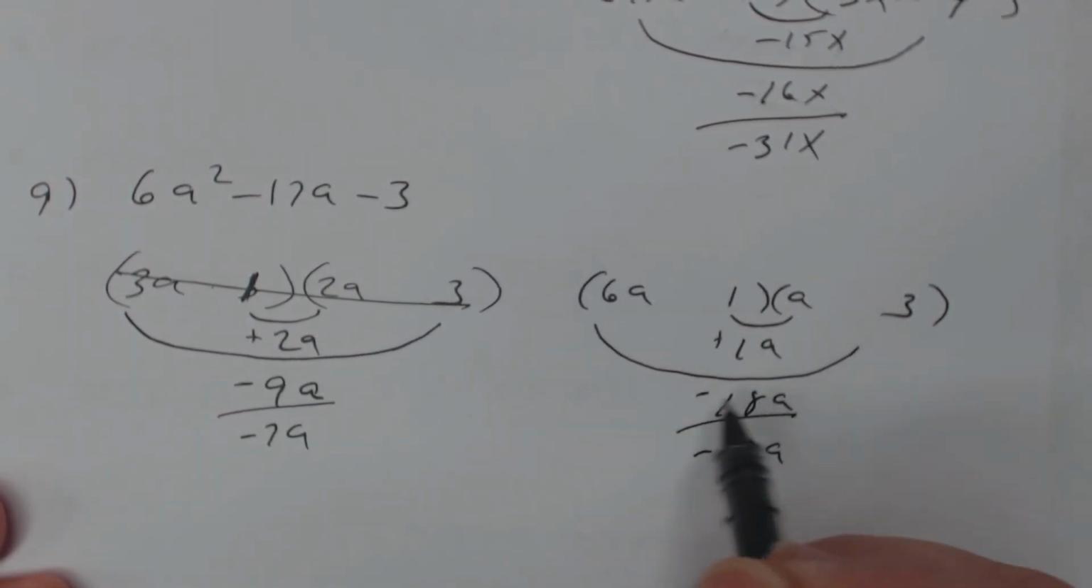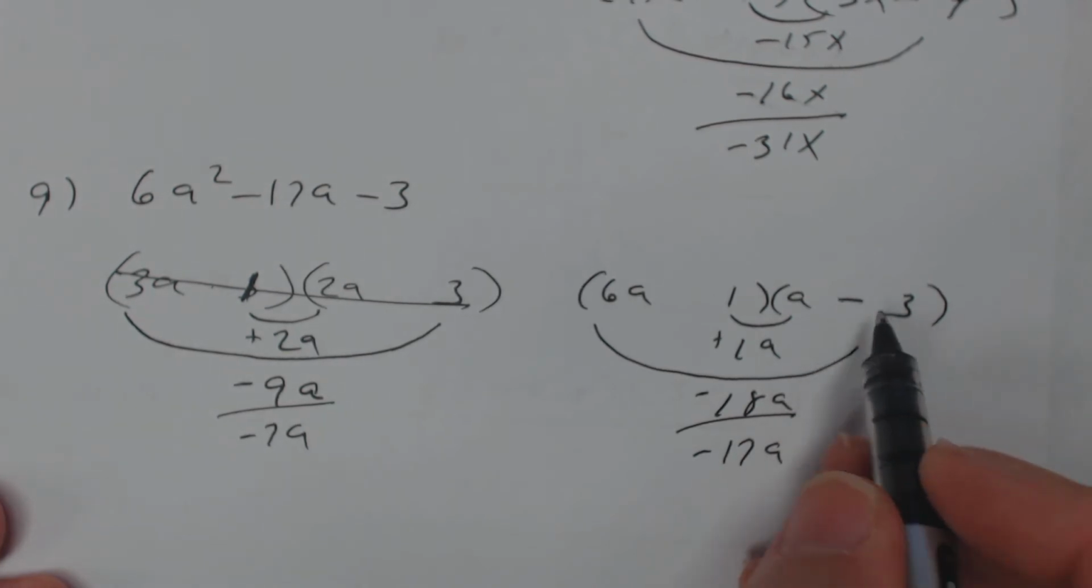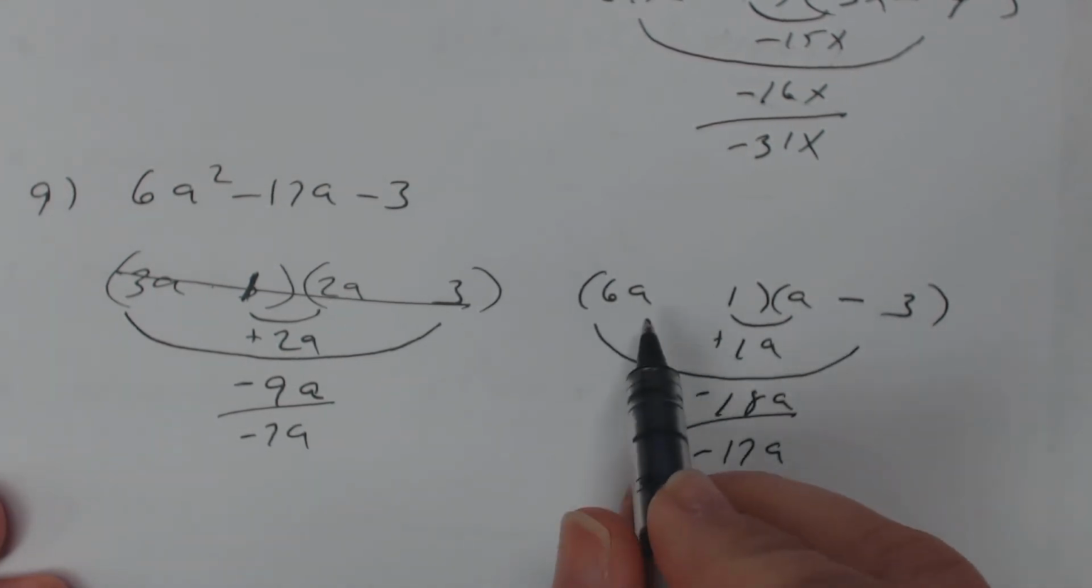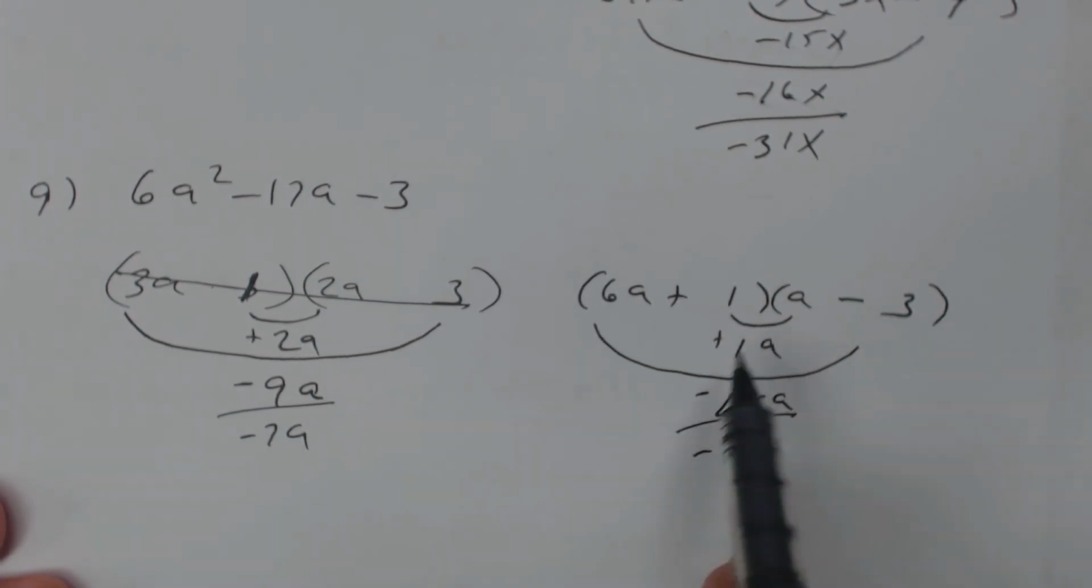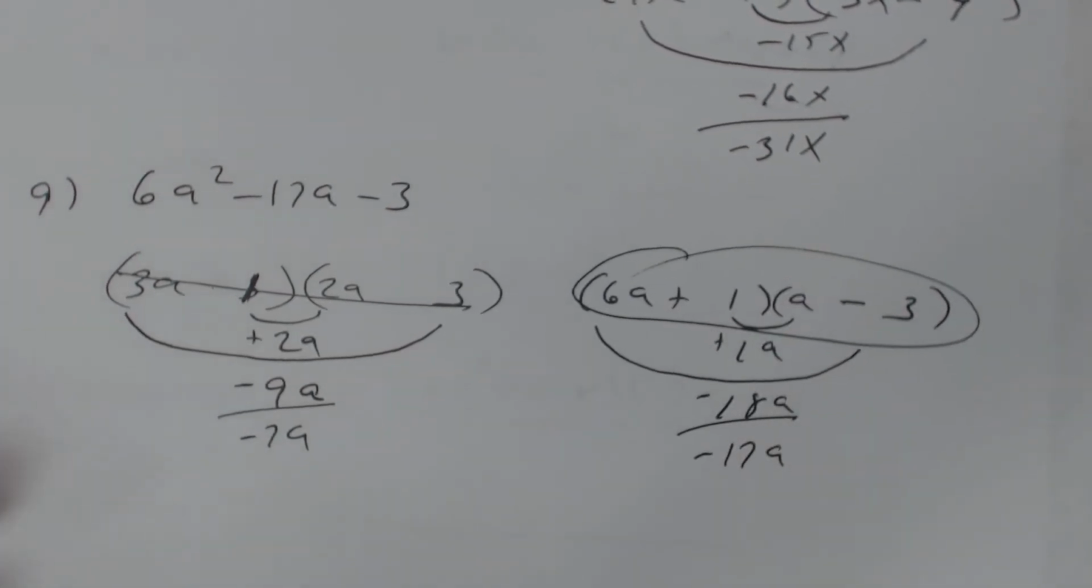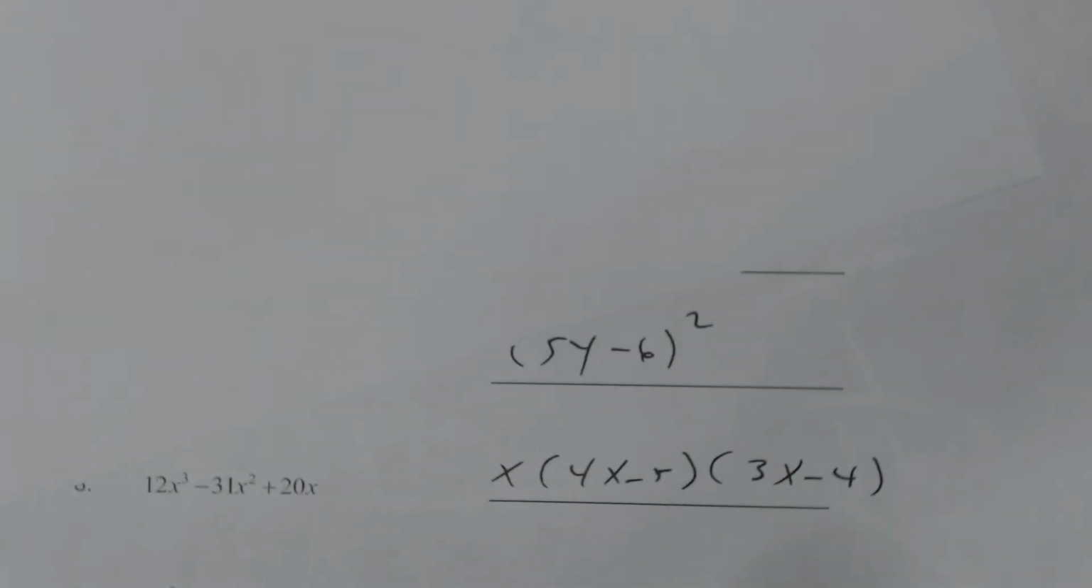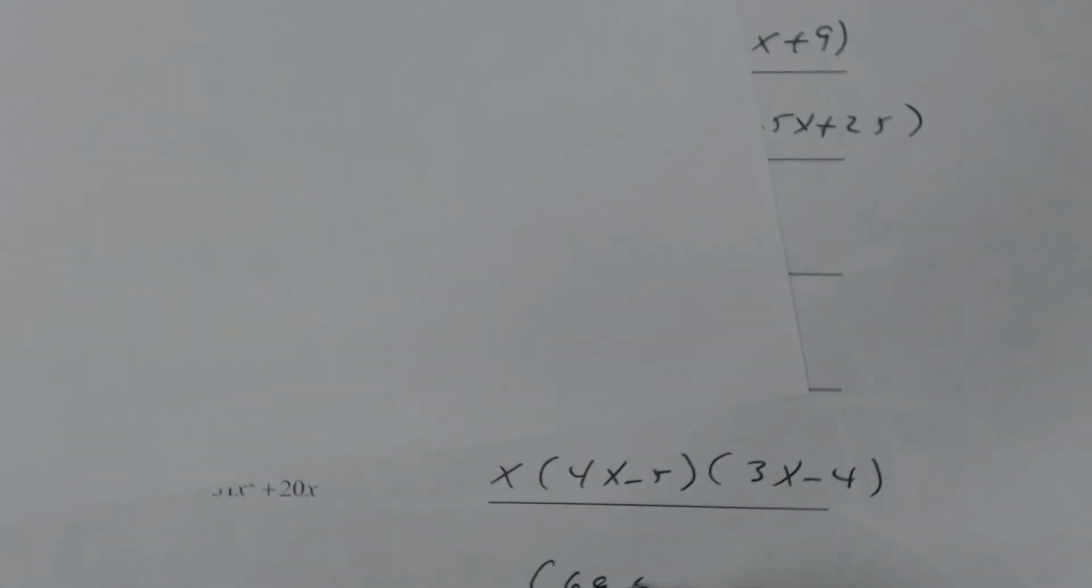So in order to get a negative 18a, this has to be a subtraction symbol. And in order to get a positive 1a, this has to be an addition. So this is your answer right here. 6a plus 1 times a minus 3. So number 9, 6a plus 1 times a minus 3.